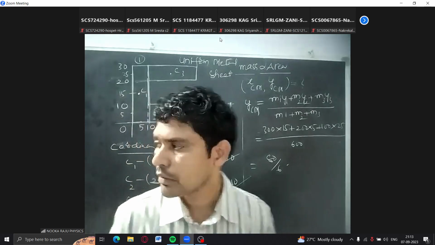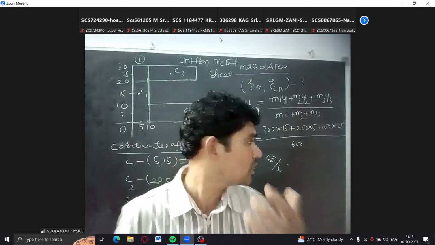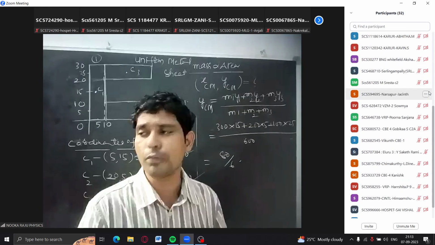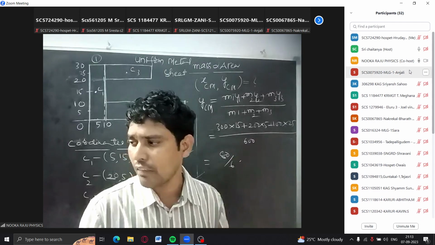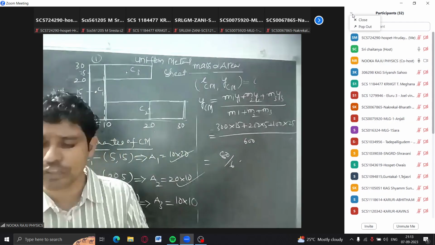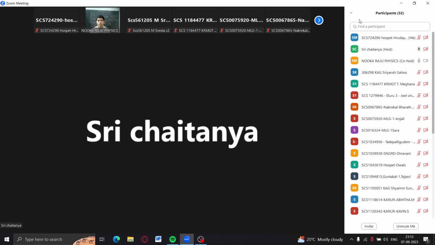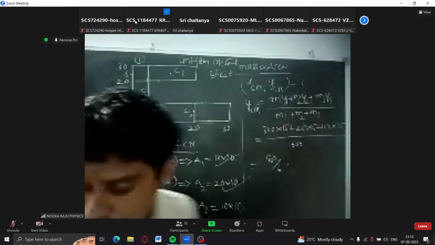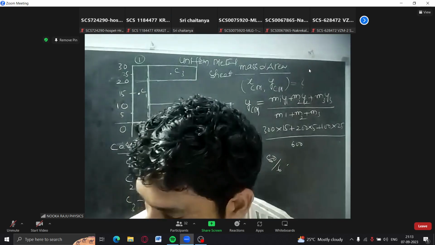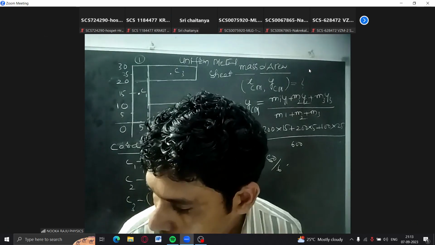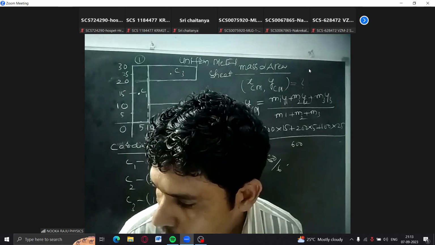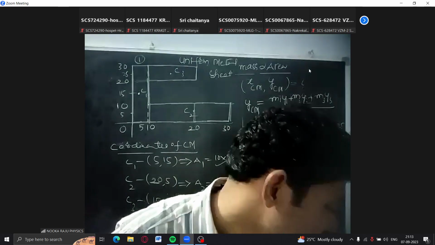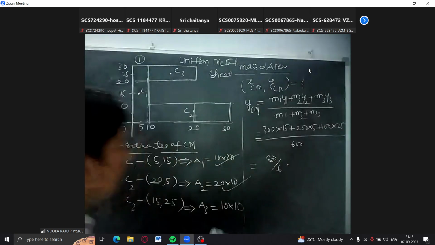From the starting onwards, we have discussed the method of symmetry and the method of decomposition. In these two concepts, do you have any doubt? Please raise the doubt. Sir, you told about the shift in center of mass if a rod is bent at its midpoint. Can you repeat it again? Which one? Shift in center of mass when a rod is bent at its midpoint.